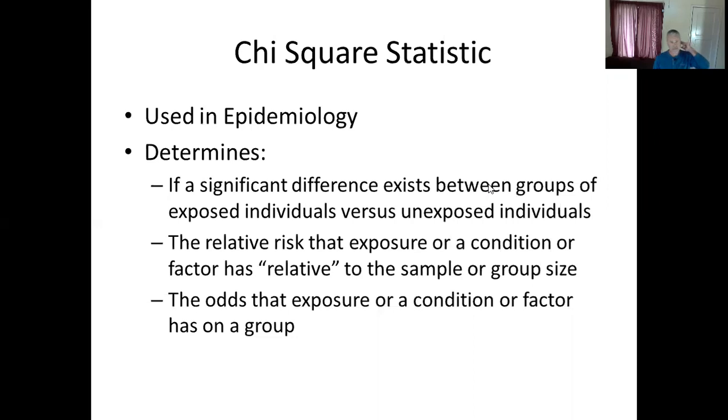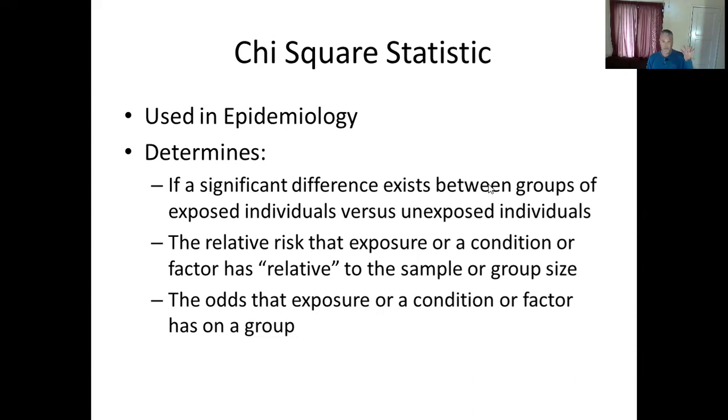Again, we're utilizing the chi-square statistic. This is just a standard statistic that is used in epidemiology. Basically it helps us to understand the progress of diseases, the origins of diseases, and so forth. The chi-square statistic itself, as you see here, will determine if there's a significant difference between groups, and those groups are usually individuals who have been exposed to a particular disease or a condition or a factor, and those who are not exposed.